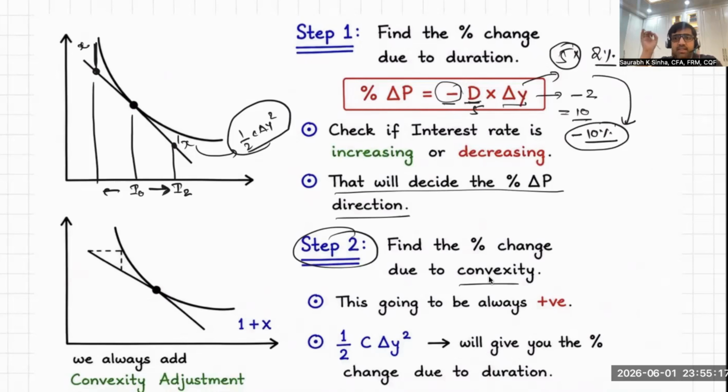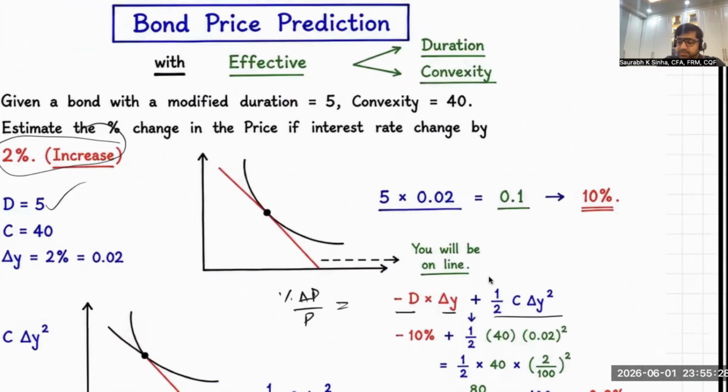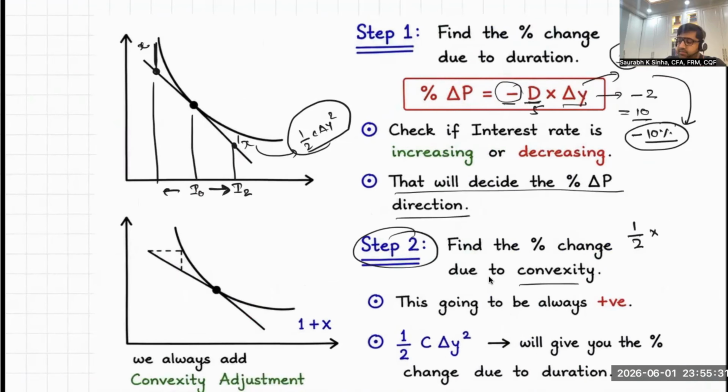So half C del Y square is going to give you the percentage, but it is always going to be an addition. Half convexity: convexity is given as 40. Del y is 0.02 raised to the power 2. Whatever value comes, you will always add to this minus 10%.